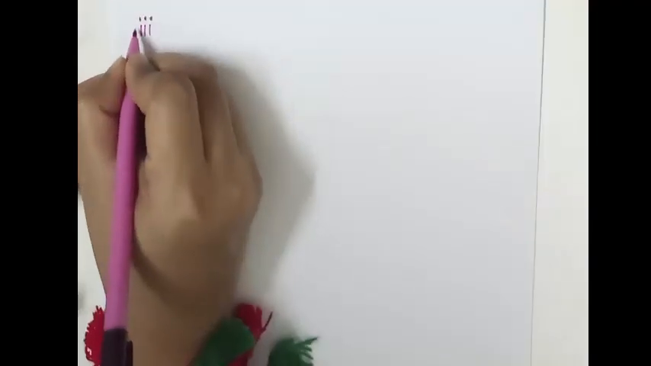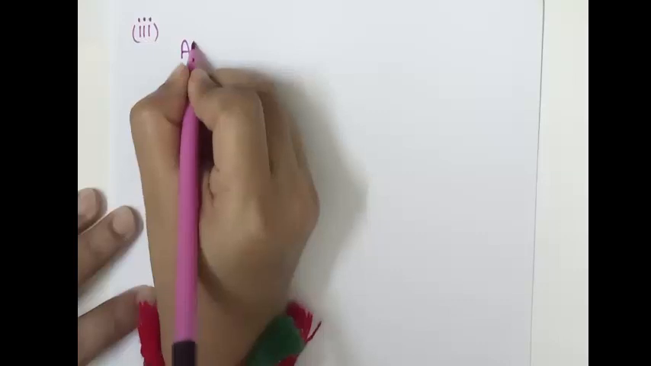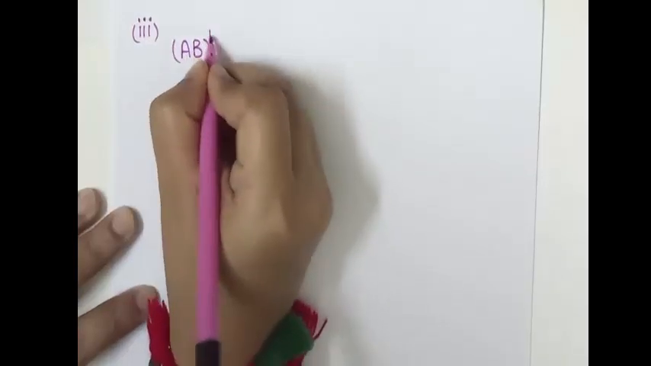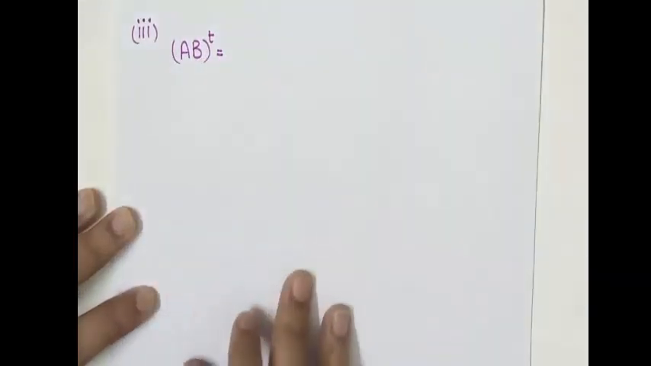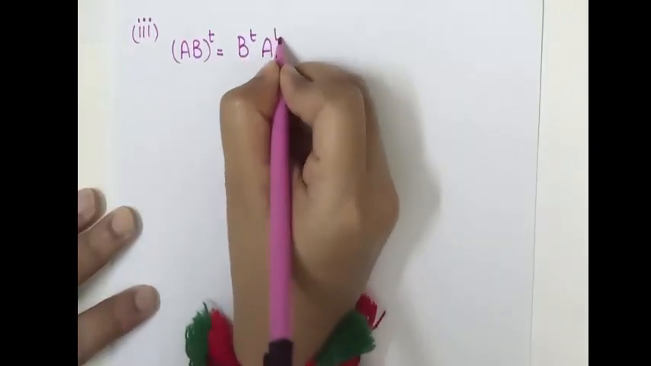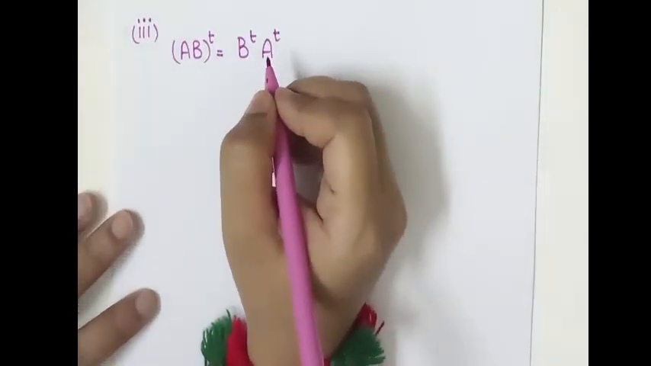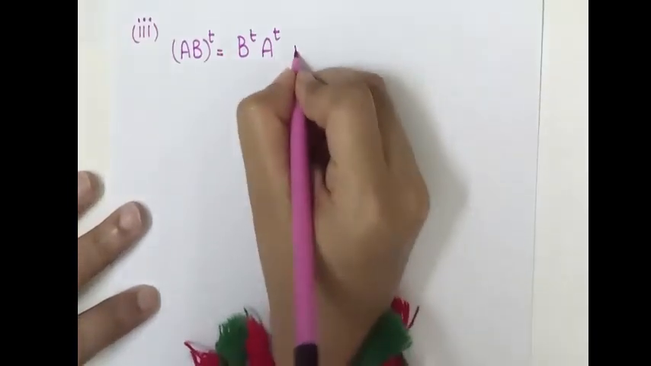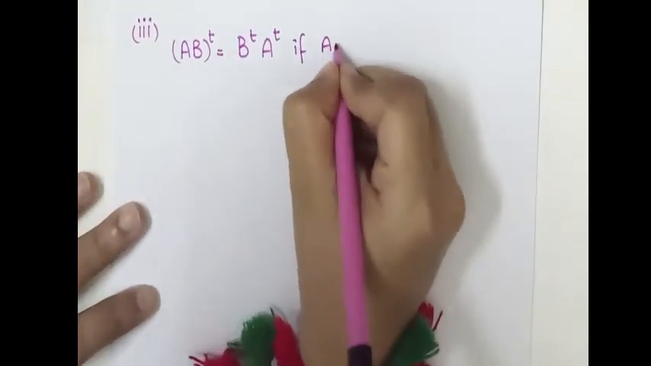The third property of a transpose operation of a matrix is that AB whole transpose, this is equals to B transpose A transpose, if AB can be performed.